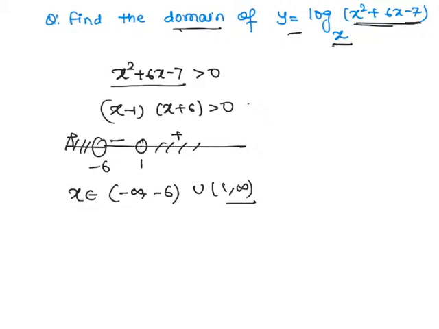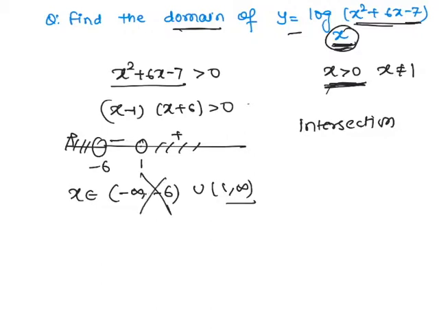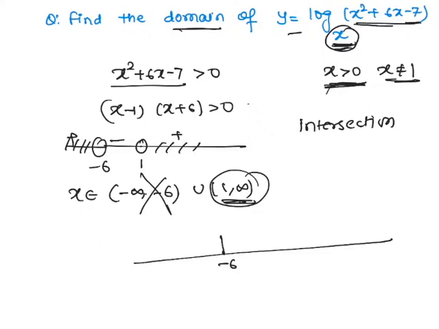But here we have to check the base also. The base is x. So x should be greater than 0 and x should not be 1. So which portion will we take from these two? Intersection. Correct? If I take the intersection, x is greater than 0, so that means this part is getting cancelled. Here x is 1 to infinity, so that means 1 to infinity will come, and x should not be 1. That means in the combined portion, this is minus 6, this is 1.